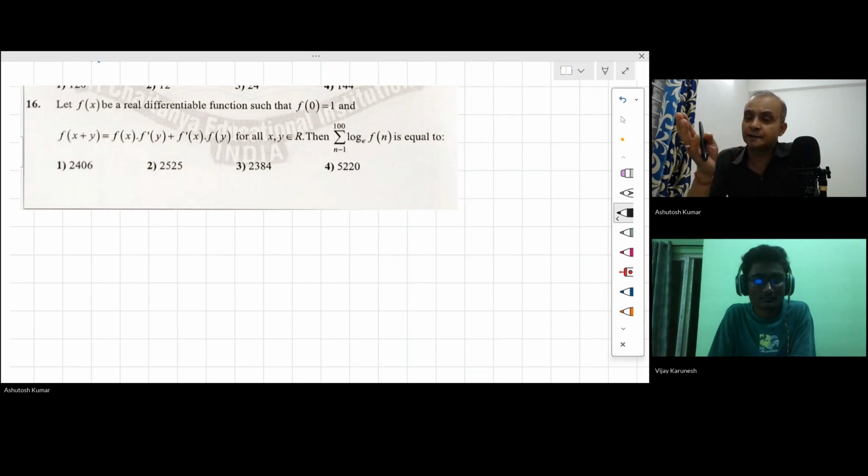Because if you're differentiating f dash y, you're differentiating with respect to what? That's the problem. Suppose you want to differentiate it with respect to x, then you have to write f dash y into dy by dx, correct? Yes, sir. So that is not there, isn't it? You understood? Yes.